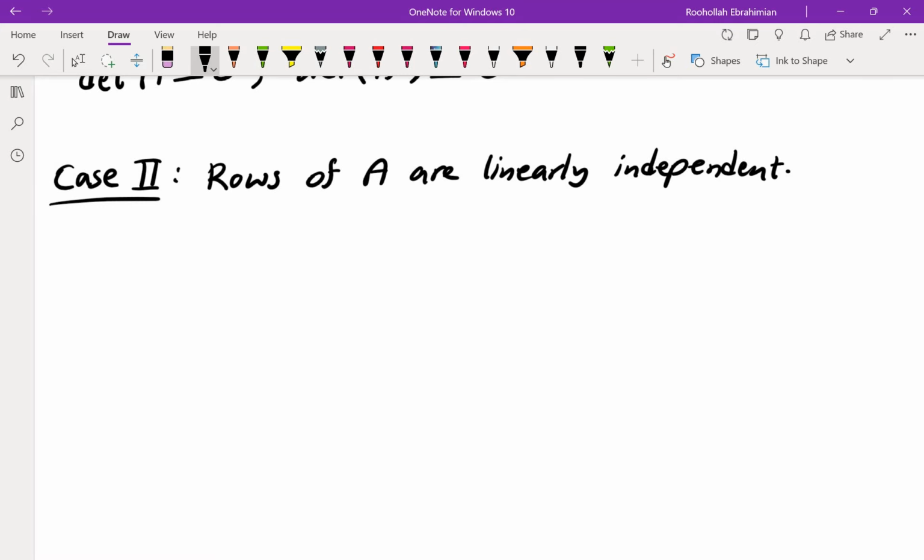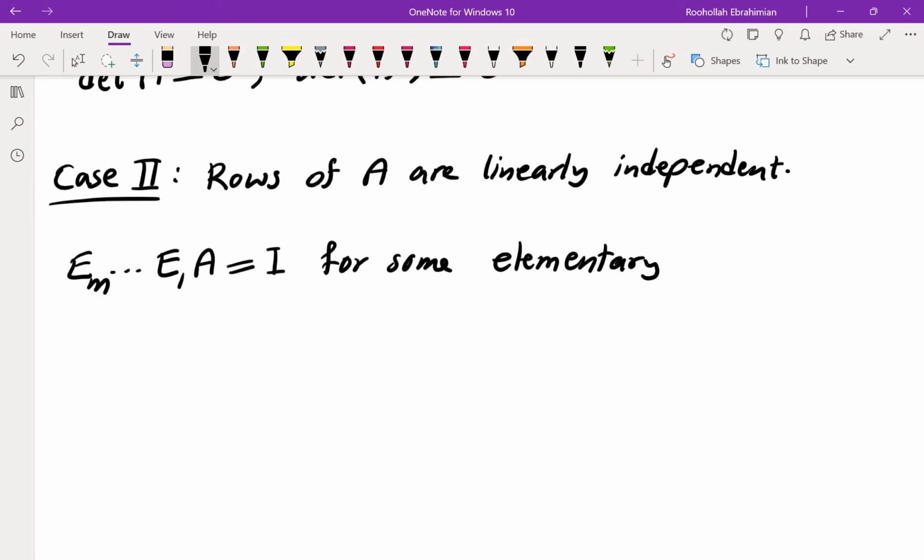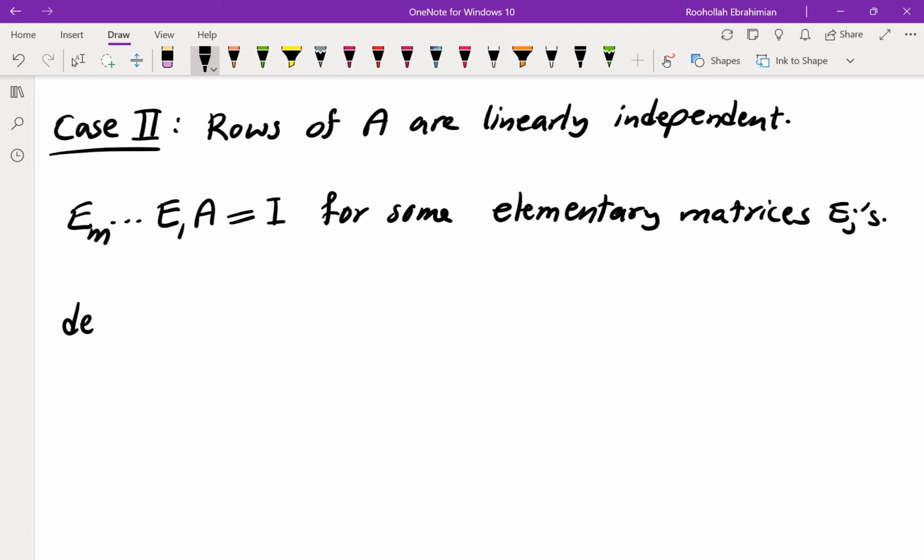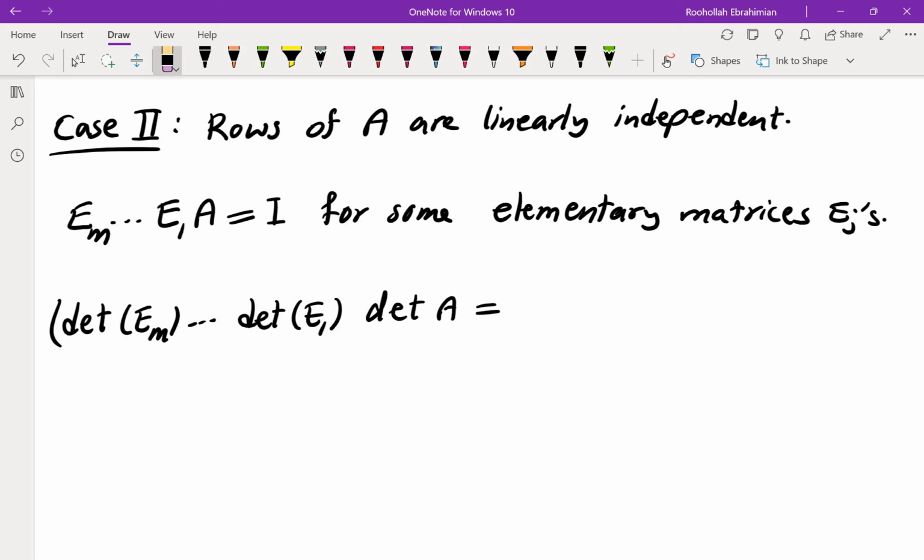So by what we just talked about, EM all the way to E1 times A becomes identity for some elementary matrices. Okay, so we're going to take the determinant, so we get determinant of EM all the way to determinant of E1, determinant of A is equal to, and on the other side you get determinant of identity, which is just 1.